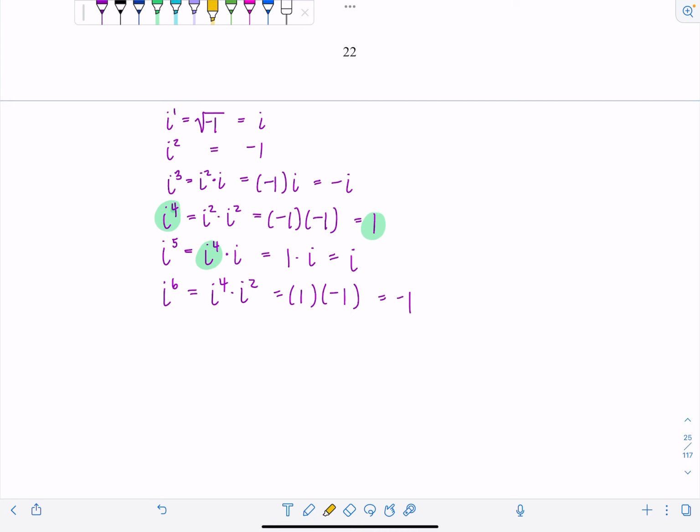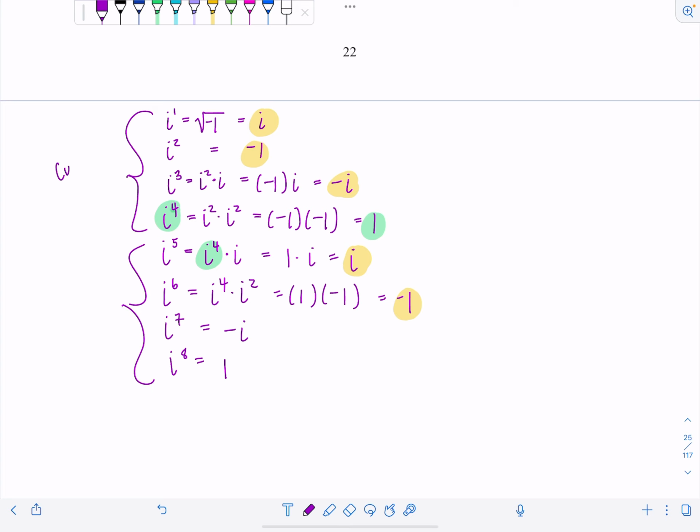So you see how it repeats? i, negative 1, negative i, positive 1. i, negative 1, every 4. i to the seventh, I'm not even going to do it. You should know, negative i, and then i to the eighth, positive 1. So as long as you remember the cycle repeats every 4, you're in business. Cycle length 4, and know what the first 4 powers are.